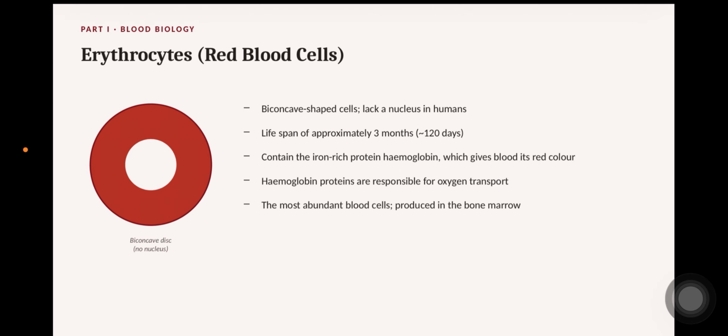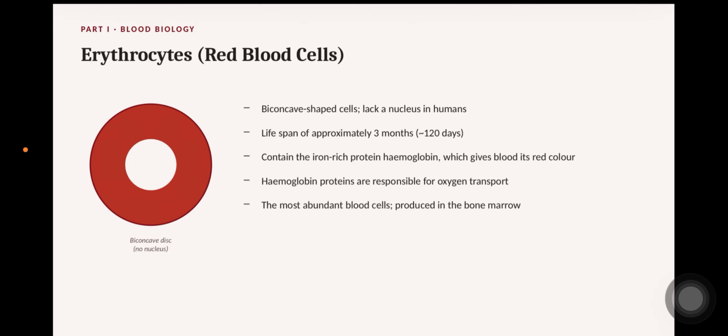Another question is, why are RBCs biconcave? Because this shape increases surface area, speeds oxygen diffusion, and makes RBCs flexible enough to squeeze through tiny capillaries. An interesting fact is, an adult produces approximately 2 million RBCs every second, and they contain iron-rich proteins, hemoglobin, which gives blood the red color.